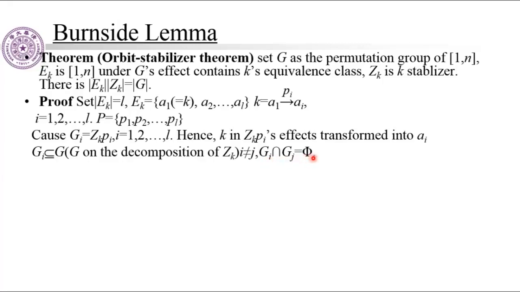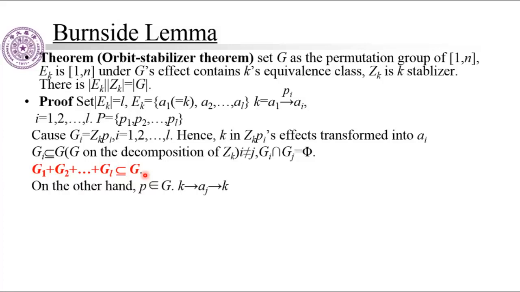And this time we will realize, since they belong to G, that G1 added up with G2 until GL may still be a subset of G. On the other side, Pj should belong to G, this permutation class. K, which is A1, passed through Pj operations, is transformed into Aj. Similarly, it can pass through the inverse of Pj back to K. It simply means K passed through Pj multiplied by the inverse of Pj will be back to K. It means Pi and the inverse of Pj should belong to the K stabilizer.